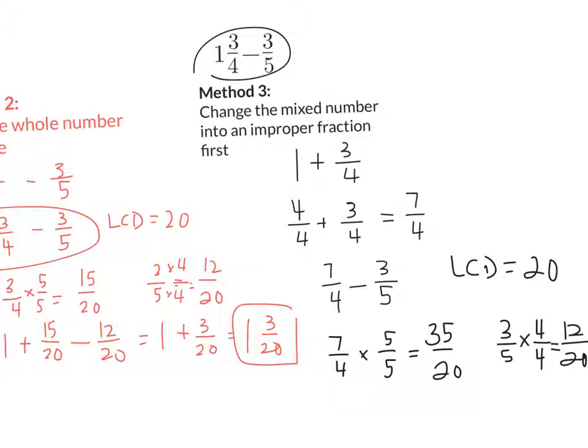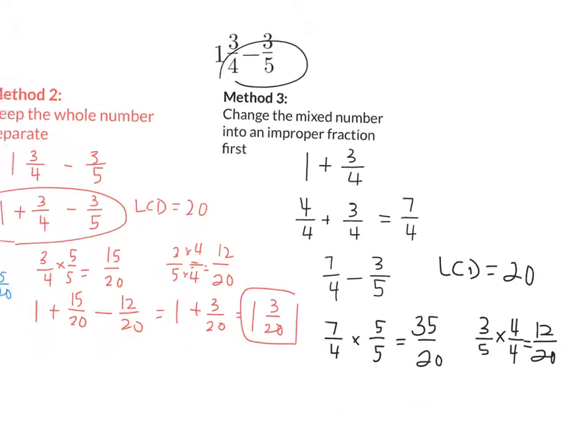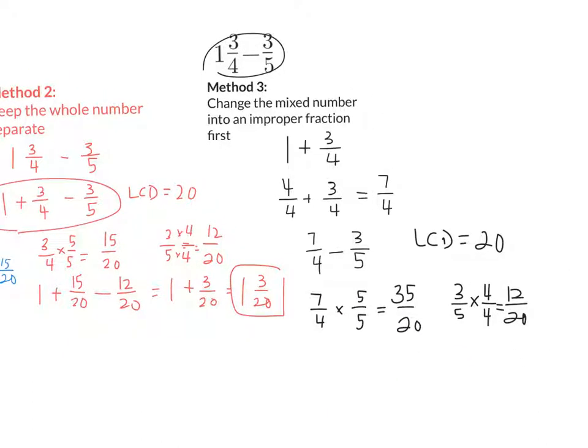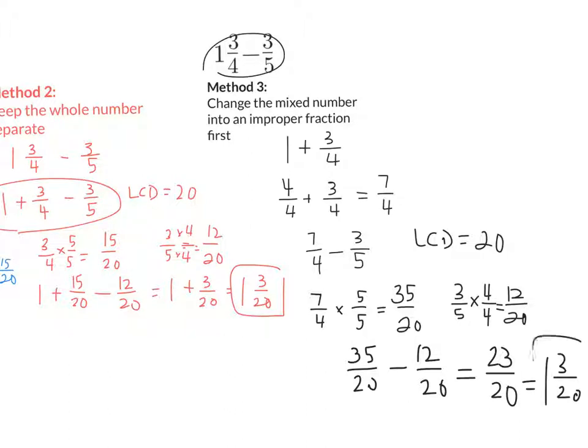Now I can rewrite the problem. Instead of 7/4, I can write 35/20. And instead of minus 3/5, I can write minus 12/20. If I have 35/20 and I take away 12 of them, how many do I have left? 23/20. Is that the same as 1 and 3/20? Yeah. So once again, we get the same answer.